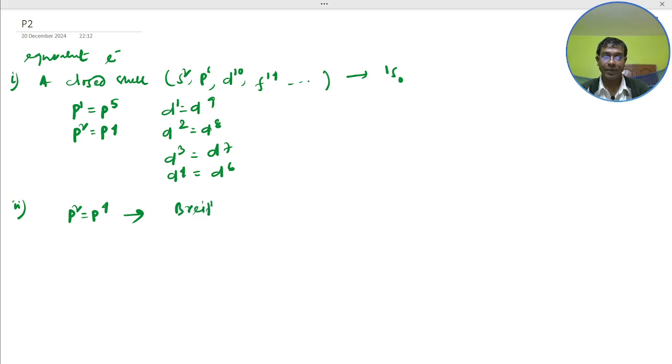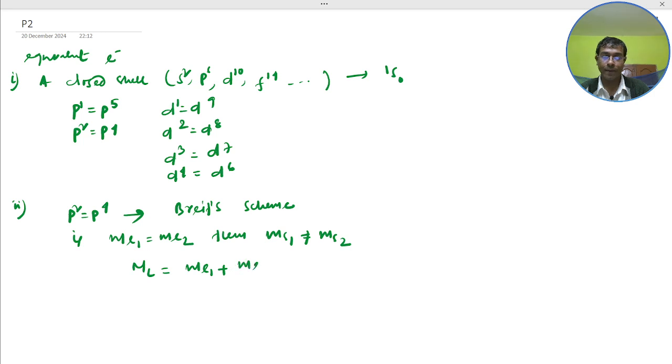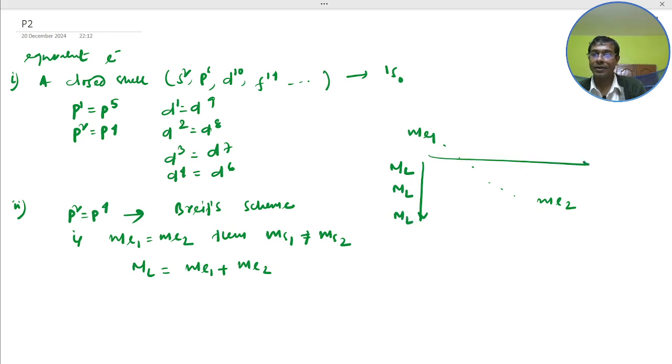Basically it says that if the ml1 is equal to ml2, then ms1 is not equal to ms2, and ML should be ml1 plus ml2, and this scheme is basically an elemental form like ml1 dot ml2, and this is written as ml and ml. This is the Pauli scheme here.